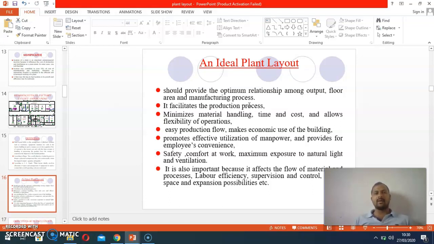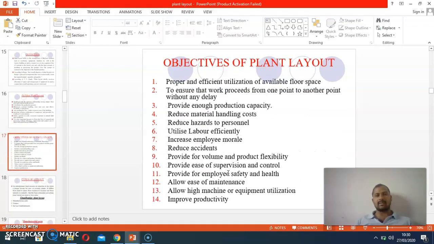Then it facilitates the production process. It minimizes material handling, time and cost, and allows flexibility of operations. It gives easy production flow, makes economic use of the building, promotes effective utilization of manpower and provides for employees' convenience. Then safety, comfort at work, maximum exposure to natural light and ventilation. It is also important because it affects the flow of material and process.